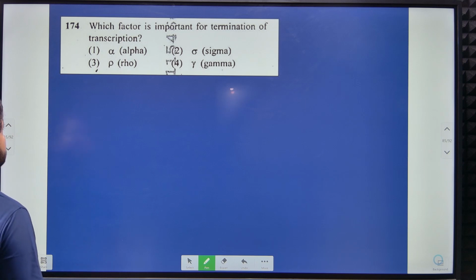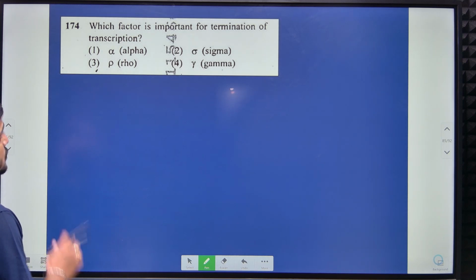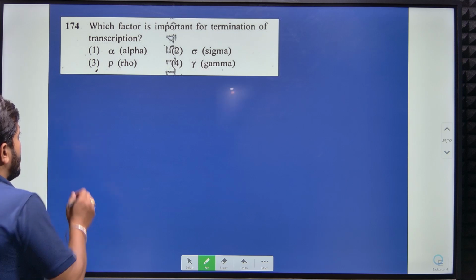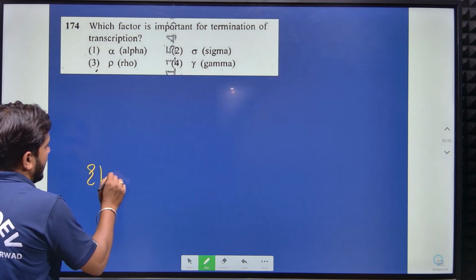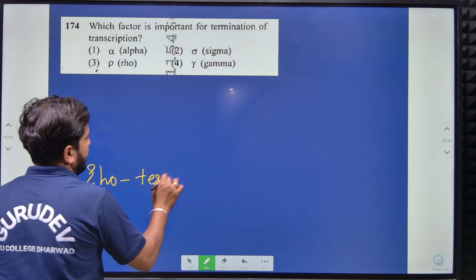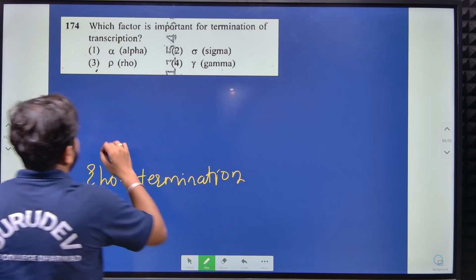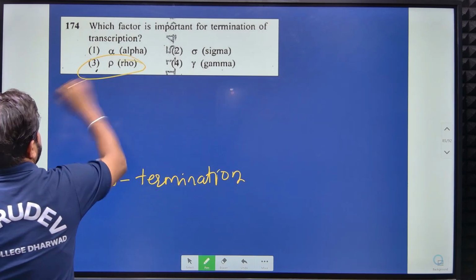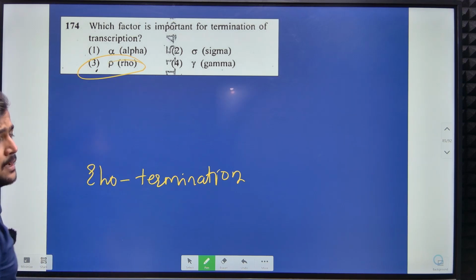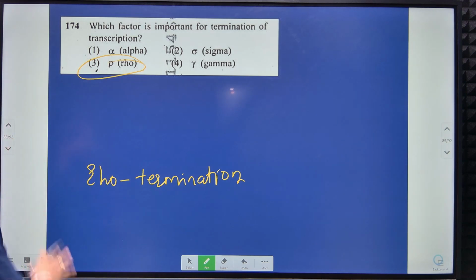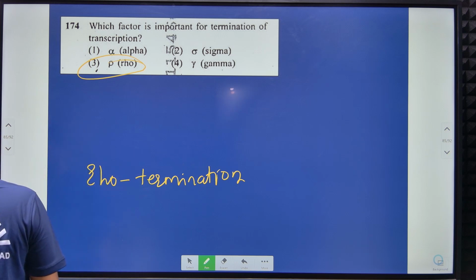Then moving on to the next: which factor is important for the termination of transcription? So majorly the rho factor is known to be the termination factor, right? Rho is known to be the termination factor, and it terminates transcription as well as translation. That is why option 3 is correct here, right?